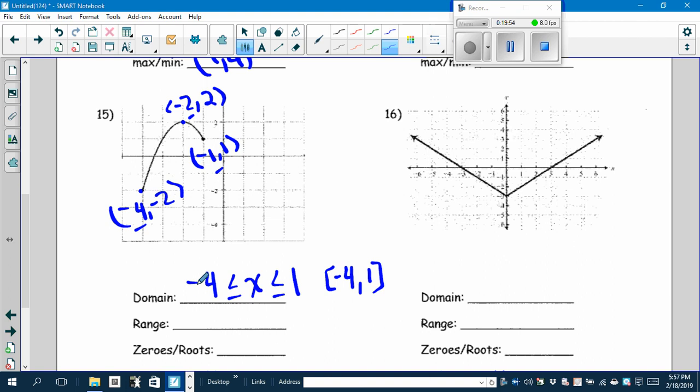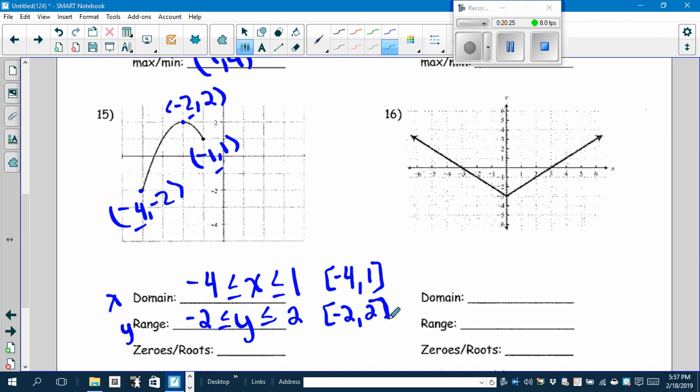Okay? Now, once again, let's look at your range. Remember, domain is your x values, range is your y values. So what's my lowest y value? I have -2, I have 1, and I have 2. Obviously, it's -2. And my highest y value is not this 1, it's a +2. So my range goes from -2 to 2.